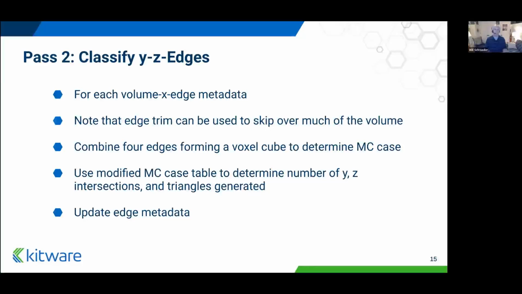If a trim edge says that there's nothing along the edge, we can skip it. If trim edges say there's nothing on a slice, we can skip the entire slice. We then combine 4 edges, which form a voxel cube, to determine the marching cubes case. We use a modified marching cubes case table to determine the number of XY intersections. In the previous pass, we computed the number of X intersections, and we also keep track of the number of triangles generated. And then we update that edge's metadata.